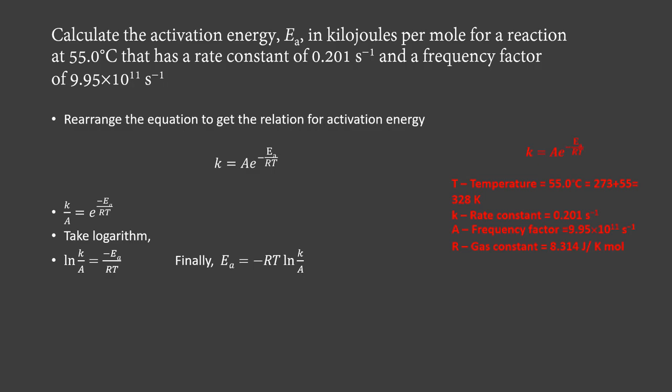Now we can rearrange it again to get an expression in terms of the activation energy EA. So we get EA equals minus RT log K by A. At this point we have almost completely solved the equation. Now all that is left is to substitute the values we were given in the problem itself. So that is a straightforward step.